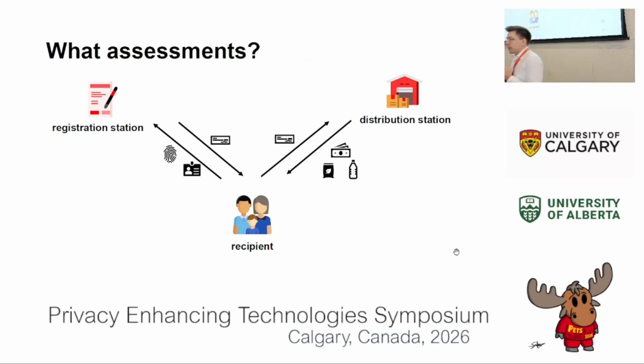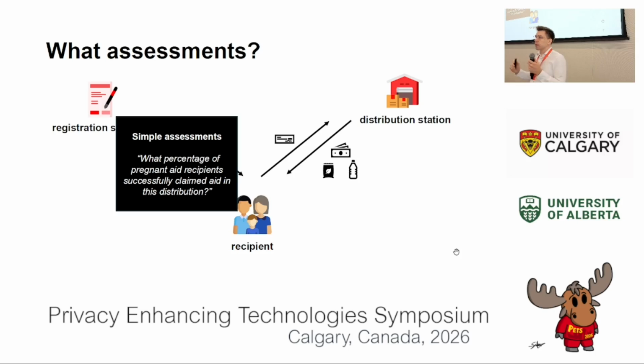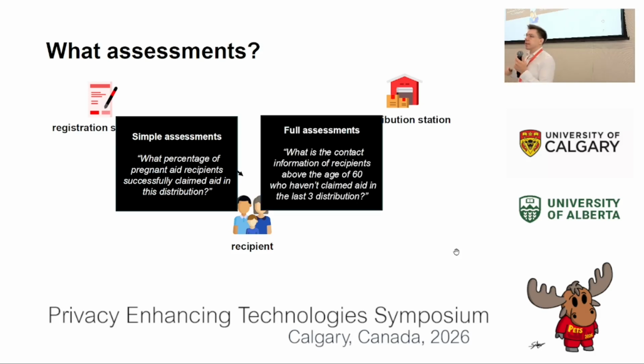So we want to assess this process. What does it mean concretely? We split those into two types of assessments. The first one are what we call simple assessments. These are questions like, what percentage of pregnant aid recipients were able to successfully claim aid in this distribution? And then we have more complex assessments. Things like, what is the contact information of all recipients that are above the age of 60 and also haven't been claiming aid in the last 3 periods? This is typically for duty of care, so you would go and check on those people.